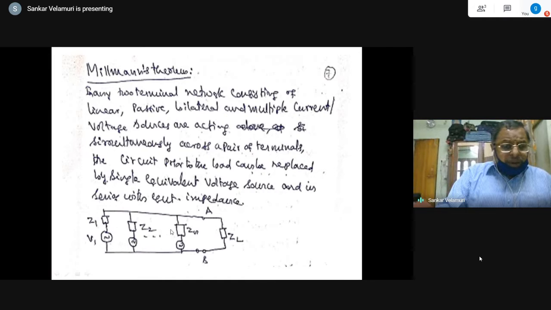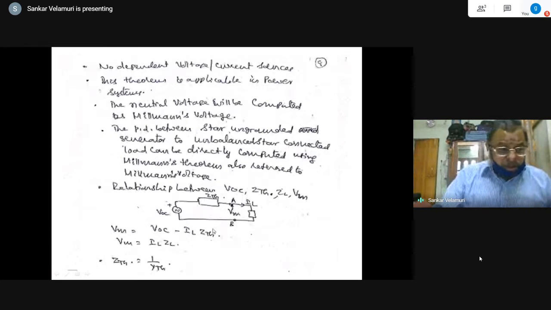So these are being replaced by current generators. We can find out the open circuit voltage and the Thevenin's equivalent impedance, removing the load. That is one aspect of it. Direct computation of Millman's voltage, treating this as N+1 generators, is also there, and finding the IL and other things.